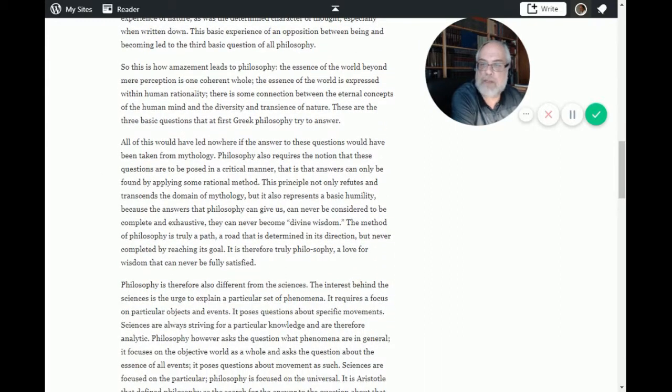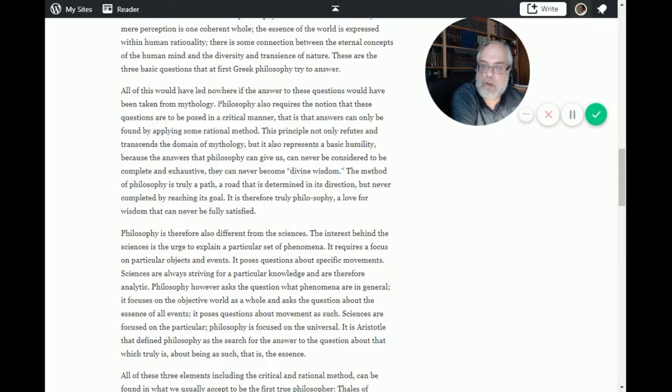So this is how amazement leads to philosophy. The essence of the world, beyond mere perception, is one coherent whole. The essence of the world is expressed within human rationality. There is some connection between the eternal concepts of the human mind and the diversity and transience of nature. These are the three basic issues or questions that at first Greek philosophy tried to answer.